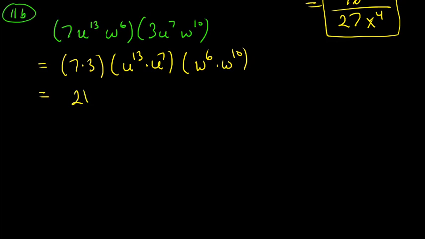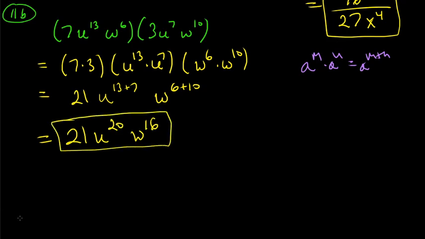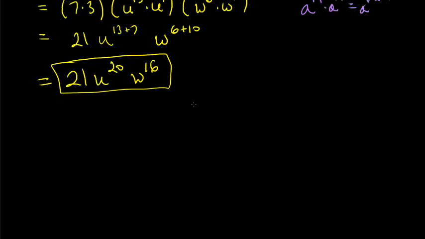And then the rule that we're using here, a to the m times a to the n is just a to the m plus n. So we just add the exponents, right? 13 plus 7 for the u, and then for the w, it's 6 plus 10. So 21, u to the 20, w to the 16. Okay. All right, I hope that was a fairly routine one.